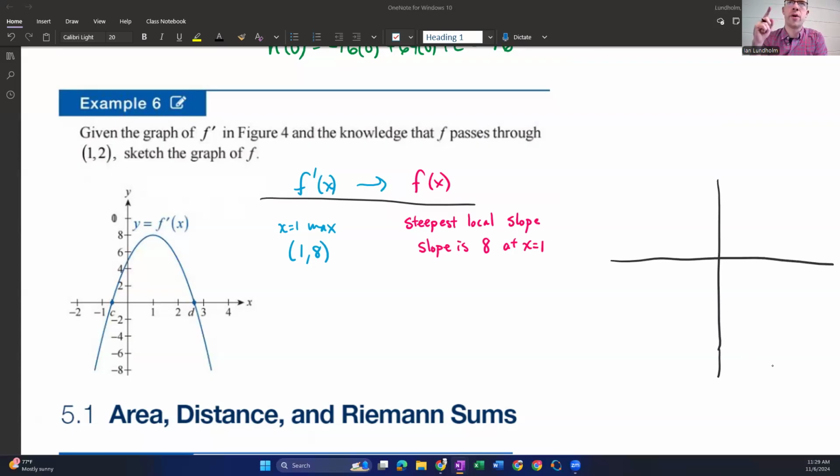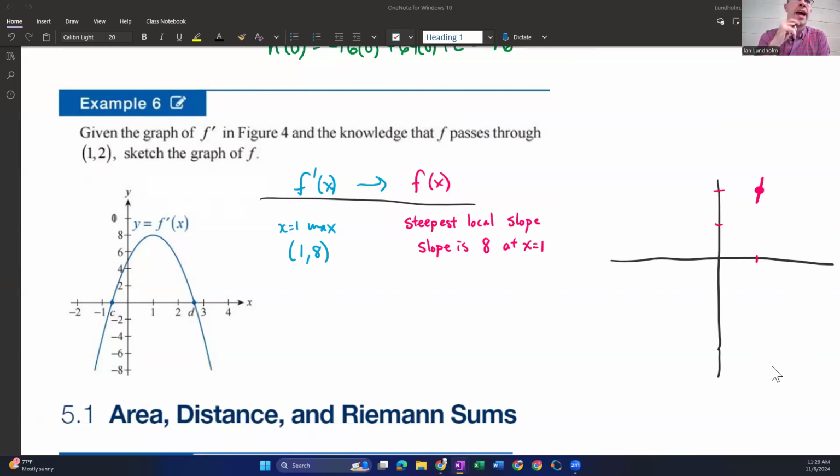So the first thing that they told us is that we're going through the point (1, 2). So let's go 1 over in the x direction and then 2 up in the y direction. Boom. That's a good spot. And the idea is at this point, we should have a slope of 8. So I might go ahead and just sketch in a little positive slope there. And that should be the steepest local slope, and things should taper off in either direction.